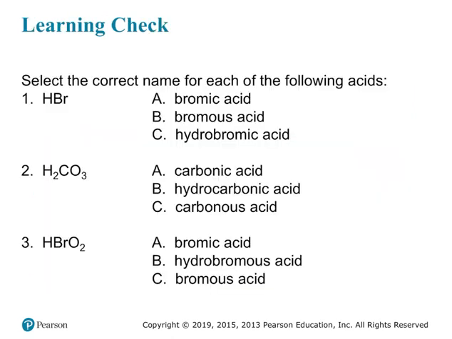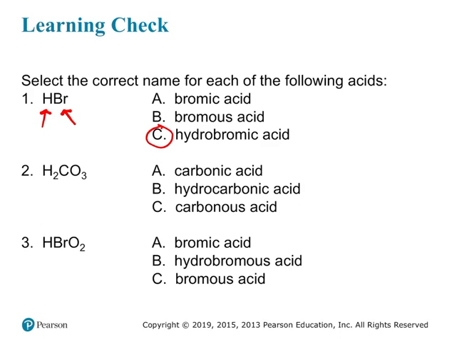All right, anyway, so let's do a learning check. Let's select the correct name for each of the following acids. So how would we name HBr? Would that be bromic acid, bromous acid, or hydrobromic acid? Remember, if you have a hydrogen ion bonded to a single non-metal, you have to use the prefix hydro. So this would be hydrobromic acid.